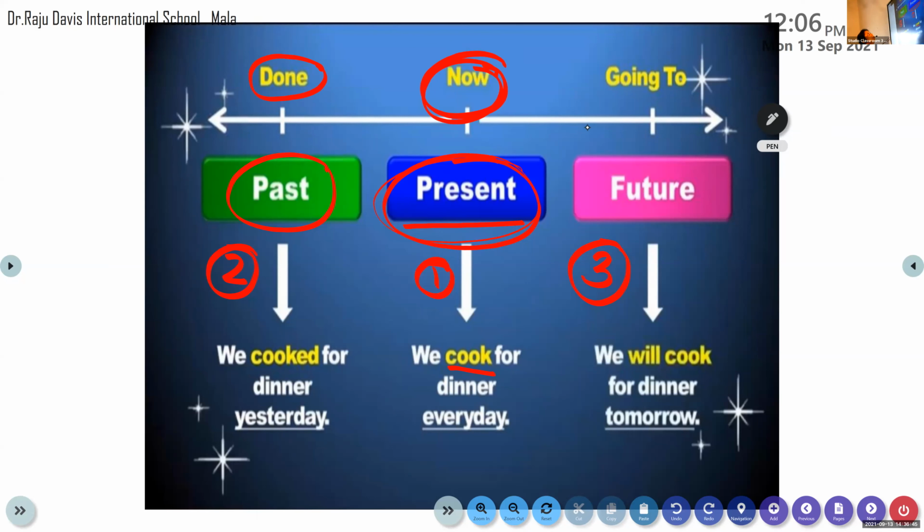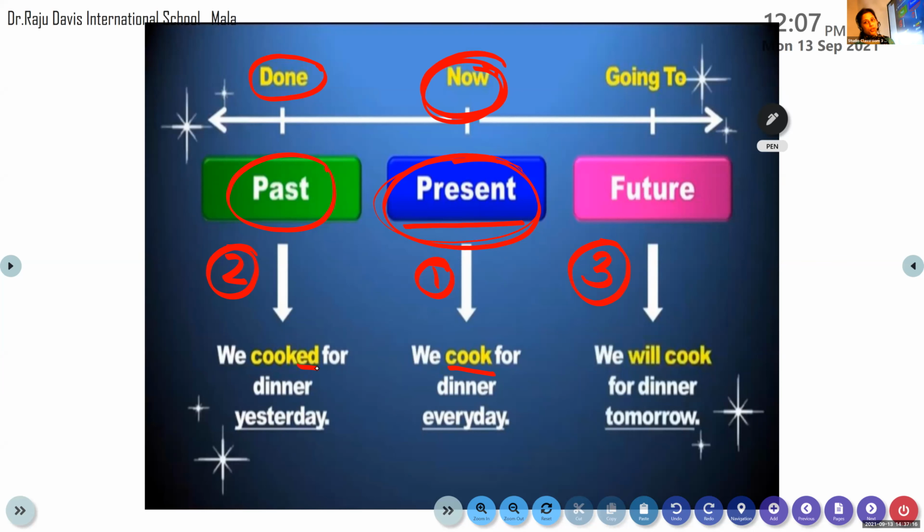Now what has already happened is called the past tense. It's already happened. It's over. It has already happened yesterday. So we call it the past tense, or already done. To indicate the past tense, we add d or ed to the verb.